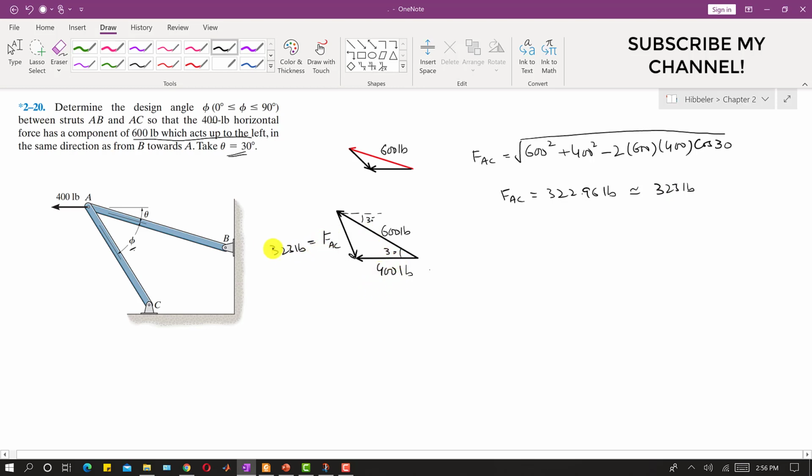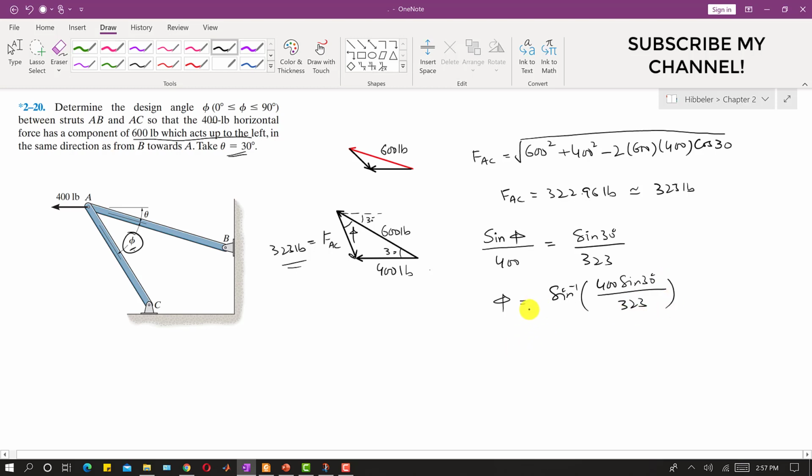Now we are asked to find the angle phi. The angle phi is between this component and this component. So the angle phi is located here, and we have to find this phi angle. Now we can find this phi angle by using the sine law. If I apply the sine law, this will be sine of phi divided by the magnitude of the opposite side. The opposite side is 400, and this will be equal to sine of 30 divided by the magnitude of the opposite side, which is this 323. So phi will be equal to sine inverse of 400 sine of 30 degrees divided by 323.